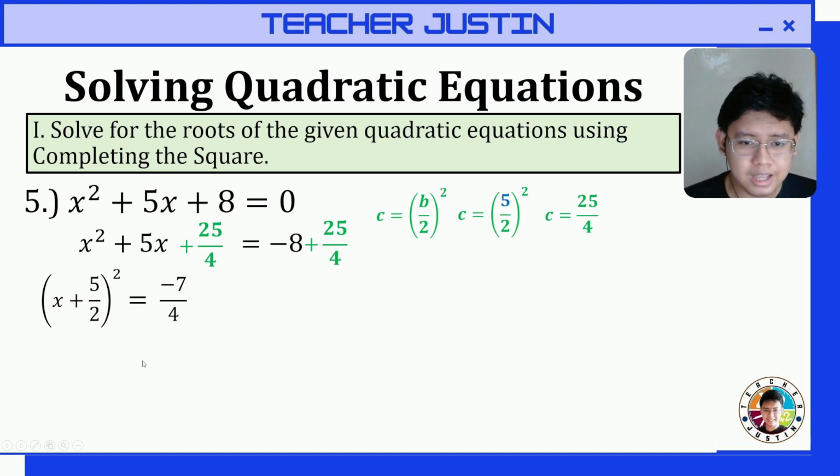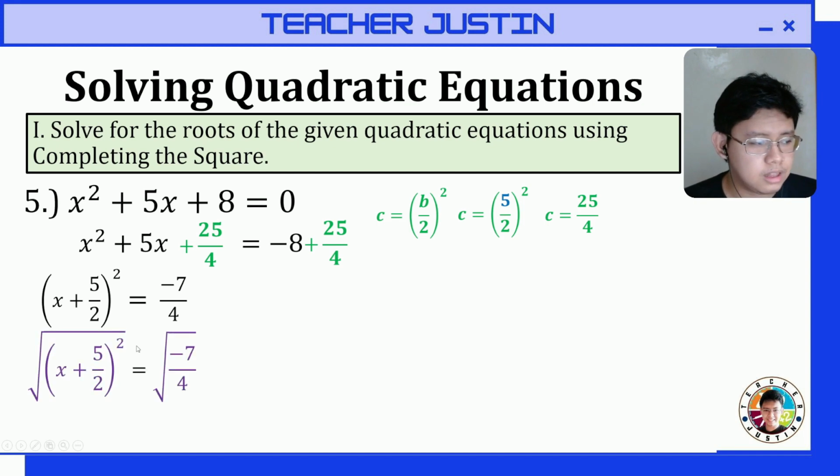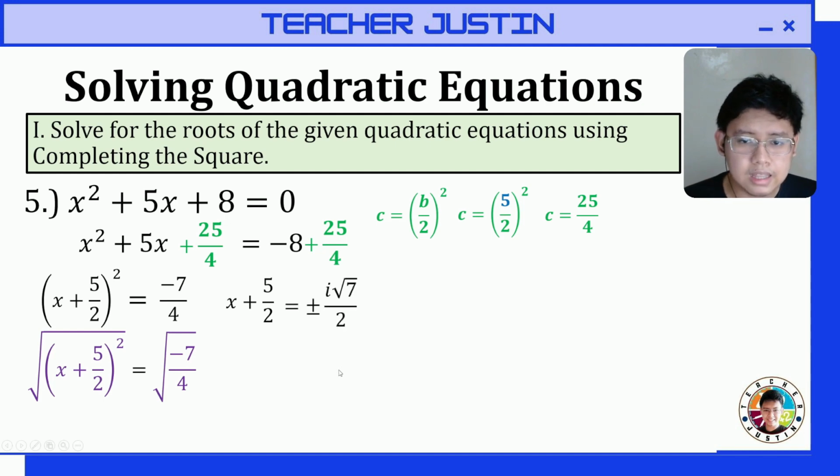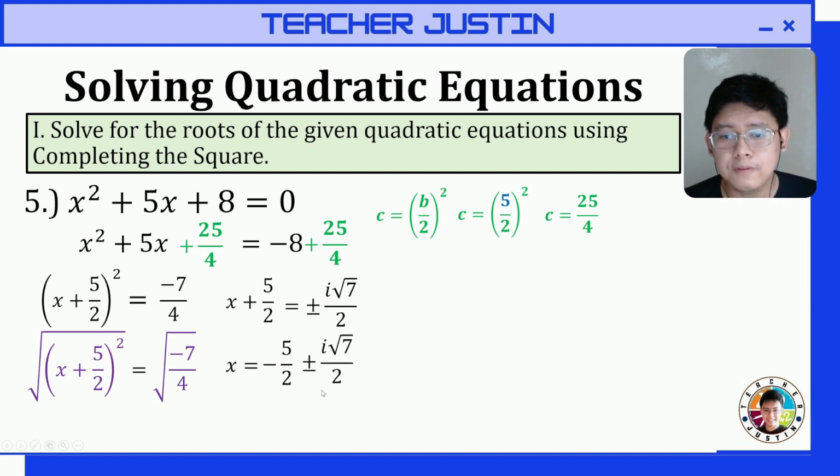So let's apply the square root property to get rid of the exponent 2. So the exponent and the radical will cancel out. It will become x plus 5 over 2 on the left side, and it is equal to plus or minus i square root of 7 over 2. Then let's transfer 5 over 2 to the other side of the equation. Changing the sign, x is equal to negative 5 over 2 plus or minus i square root of 7 over 2.